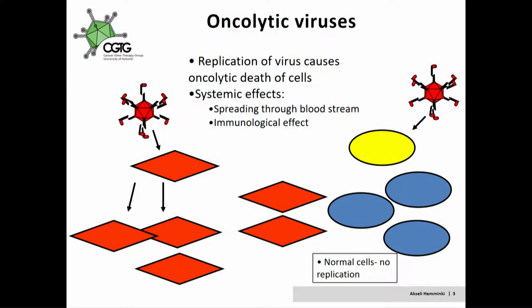Oncolytic viruses means a virus that has been modified in such a way that it doesn't anymore replicate in normal cells, but continues to replicate productively in tumor cells. And it has very unusual pharmacokinetics in the sense that there can be more drug in the patient after a few days than what you put in, because each dying tumor cell can produce up to 100,000 new virus particles. And often it's applied locally, but nevertheless you get systemic effects.